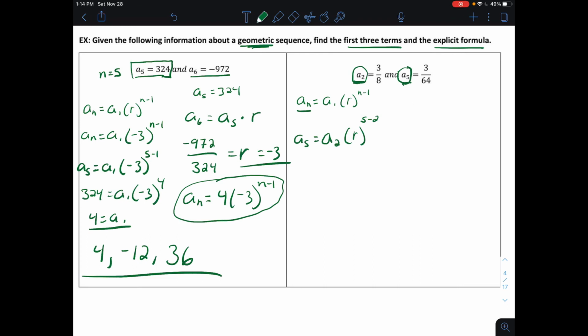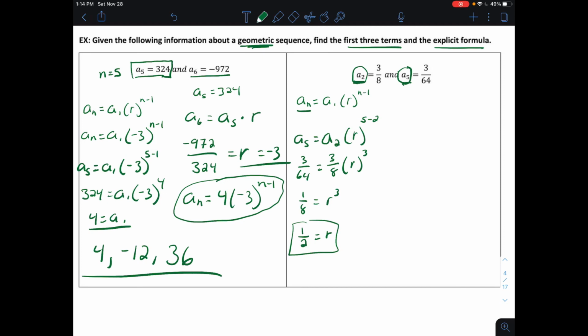So we're going to resubstitute in. a_5 was 3 over 64. a_2 was 3 over 8. And so times r to the 3rd. And then we would work our way and solve. We'd multiply by 8, divide by 3, and we'd wind up getting 1/8 is equal to r to the 3rd power. You take the cube root of both sides, we get r is equal to 1/2. So now I know what r is. So I know r is 1/2.